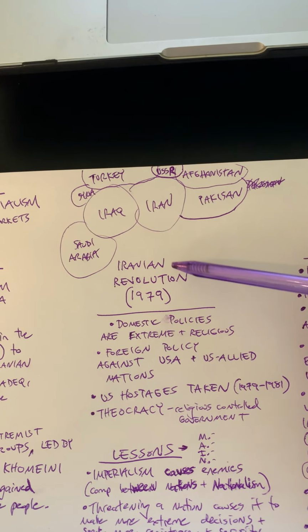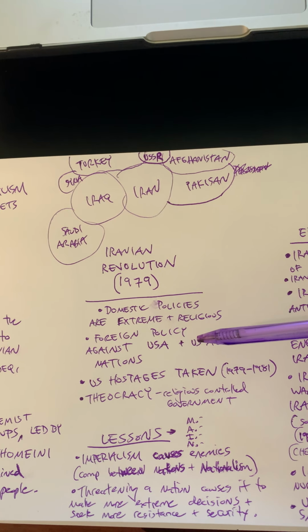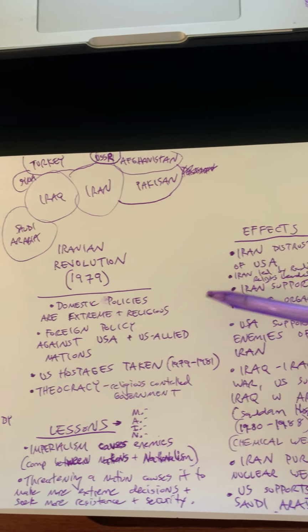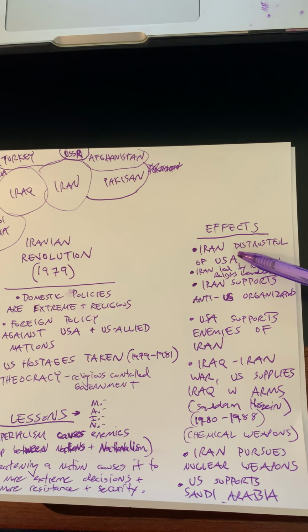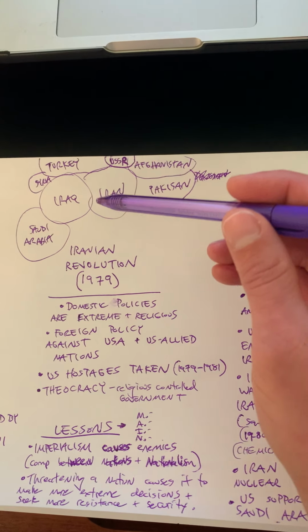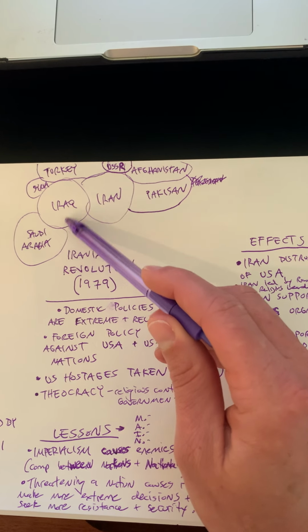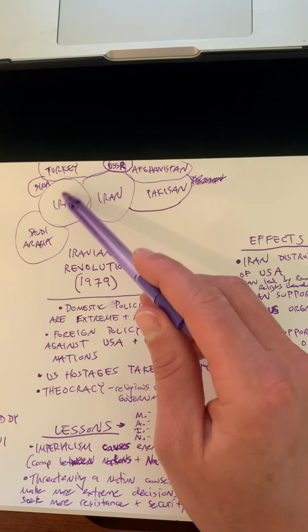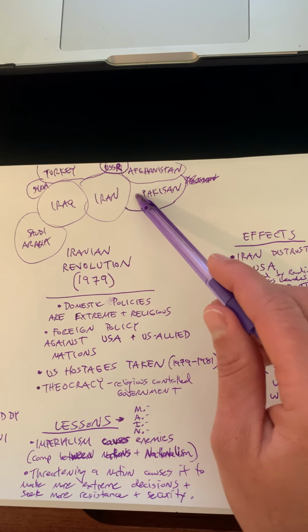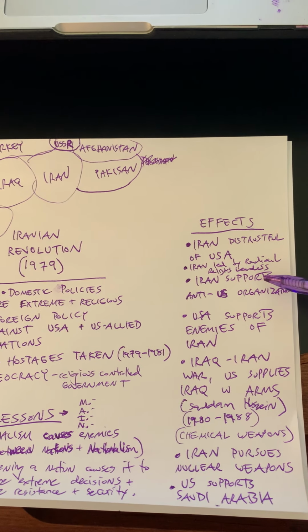The Shah was kicked out, and they established a Muslim, an extremist Muslim government. An effect of this is that Iran, since this revolution, has been distrustful of the United States. The USA has allies in Saudi Arabia, in Iraq, in Turkey, in Pakistan, and so they're surrounded by countries that were loyal to the United States.